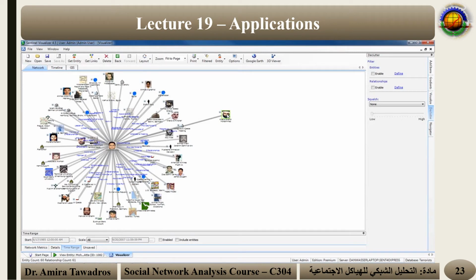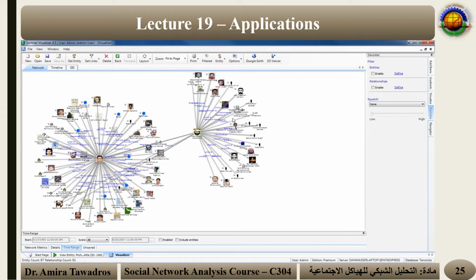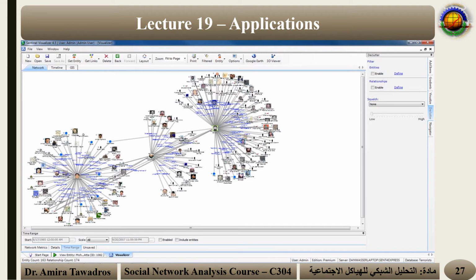Now, the most interesting part, I can also expand this person's social network. So, for example, if I take one of these nodes and then get its links, and maybe I can take another node over here, and expand or draw its links as well.